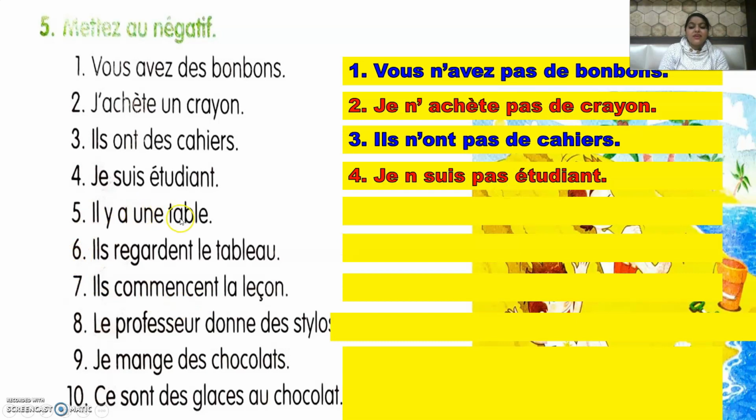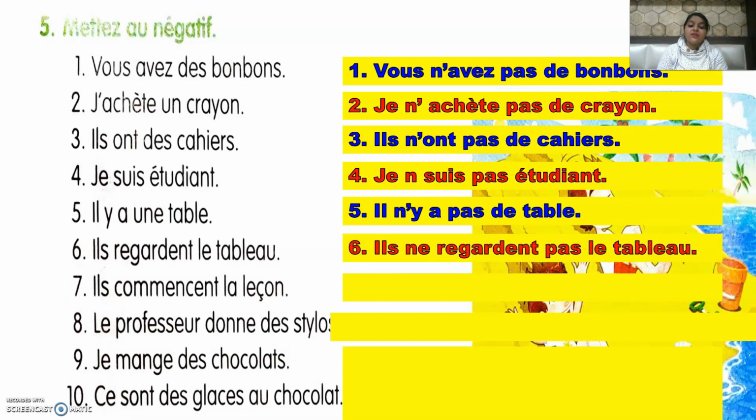Fifth one, il y a une table. The negative will be il n'y a pas de table. Sixth one, il regarde le tableau. That means he watches the board, or the painting you can say. The negative will be il ne regarde pas le tableau. He is not looking at the board. Seventh one, il commence la leçon. That means he starts the lesson. The negative will be il ne commence pas la leçon.